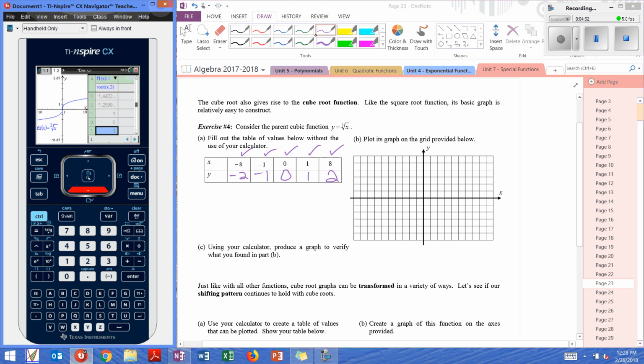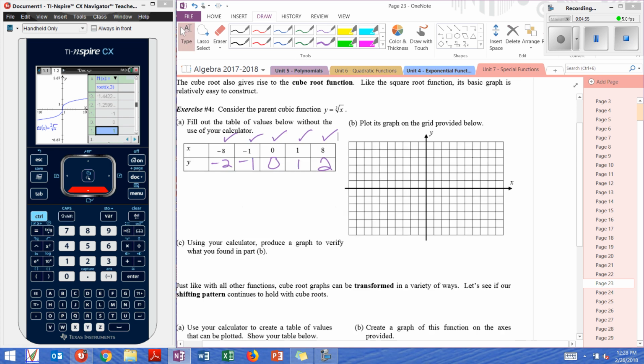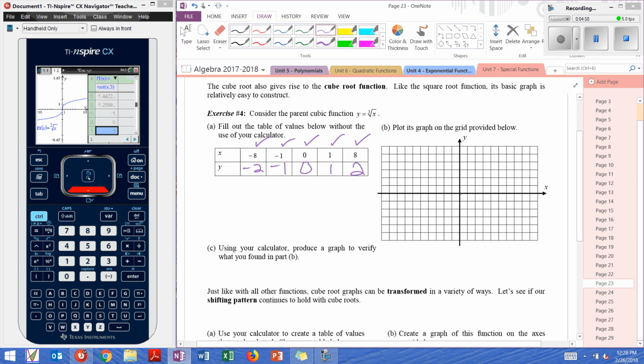Okay, so let's graph these over here. So 0, 0, 1, 1, negative 1, negative 1, and then 1, 2, 3, 4, 5, 6, 7, 8, positive 2, and then negative 8, negative 2. And it makes this little curvy thing here. I mean, mine's not perfect, but you get the picture. This is what it should look like. Look at your calculator, and using your calculator, produce a graph to verify. Well, we already did that to fill in our table of values. So we know that we are looking good.